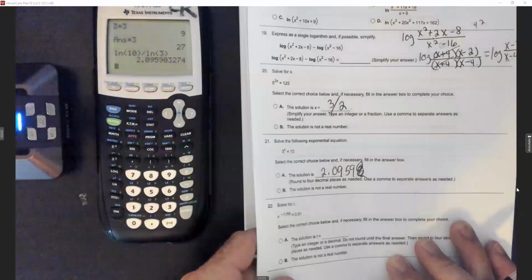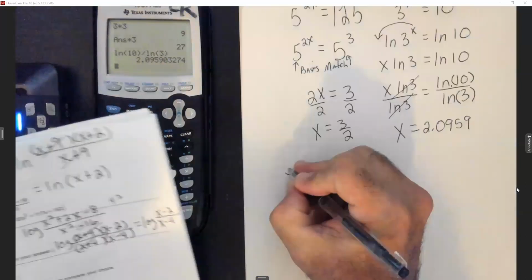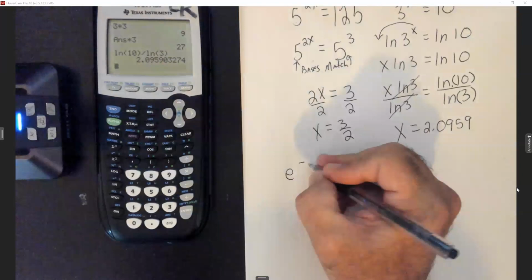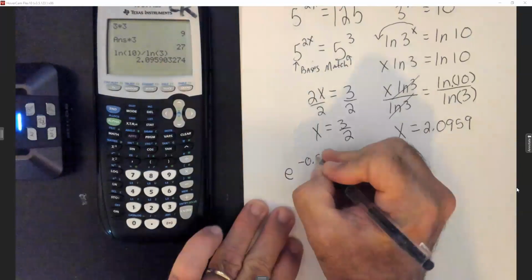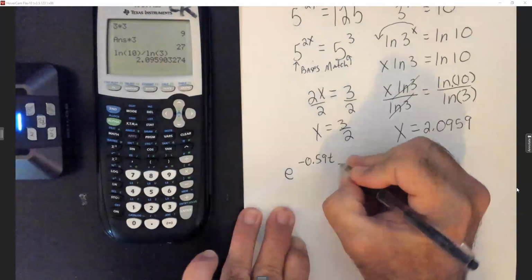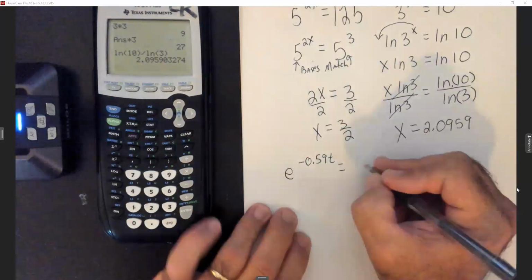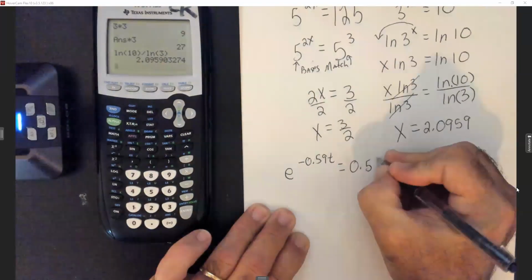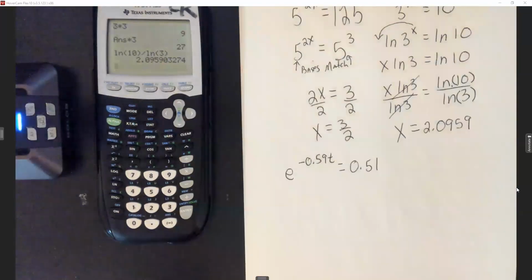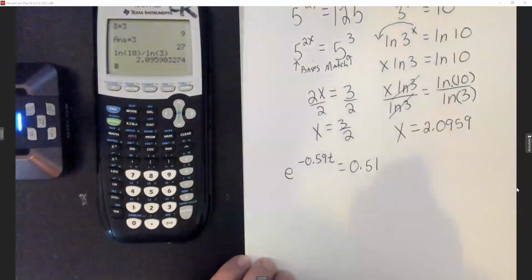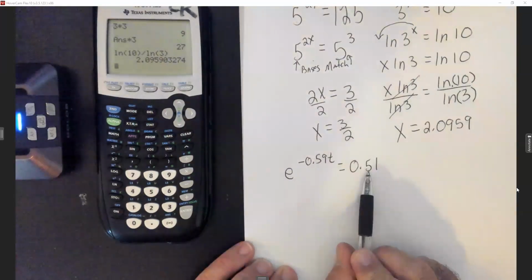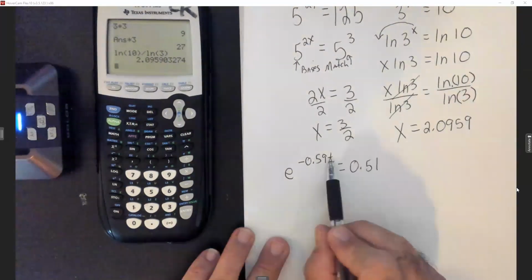So, y'all, let me write that down. That is e to the negative 0.59t equals 0.51. All right, so the same thing. I'm not even going to try to attempt to rewrite that using the E. So I'm definitely going to be bringing this exponent down.